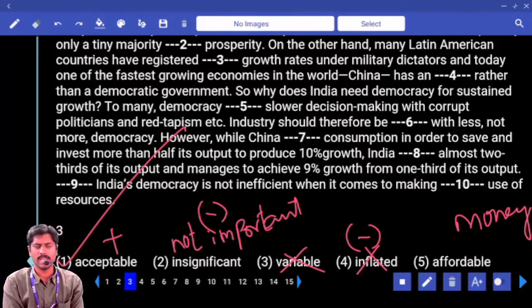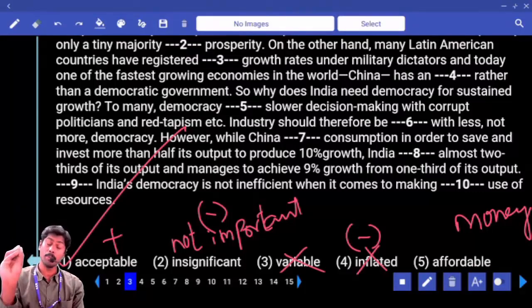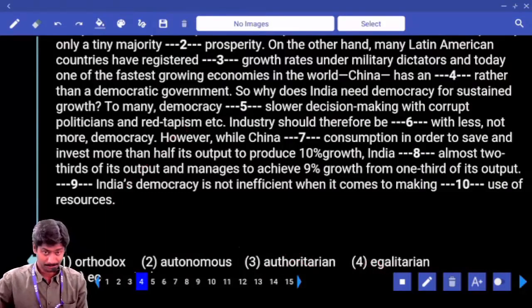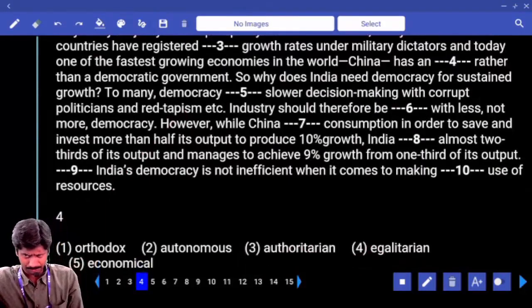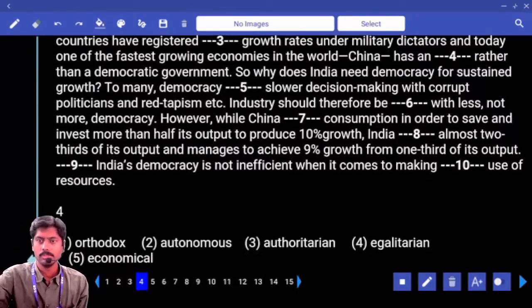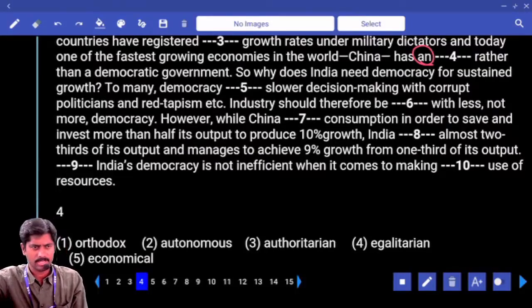On the other hand, many Latin American countries have registered acceptable growth. Though they are very poor, they have got some positive growth under military dictators. And today, one of the fastest growing economies in the world, China, has a dash. China has a dash rather than a democratic government.